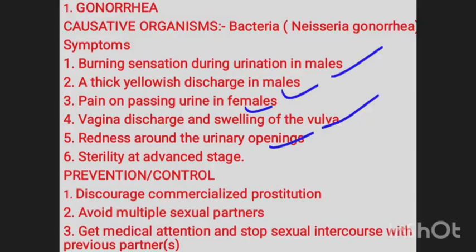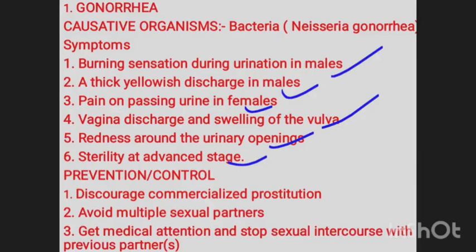And they will have what we call sterility at an advanced stage. Now, this sterility simply means they will not be able to reproduce. Once this gonorrhea is not treated, it could lead to the inability to reproduce young ones. So it could damage the reproductive system of the male or the female.